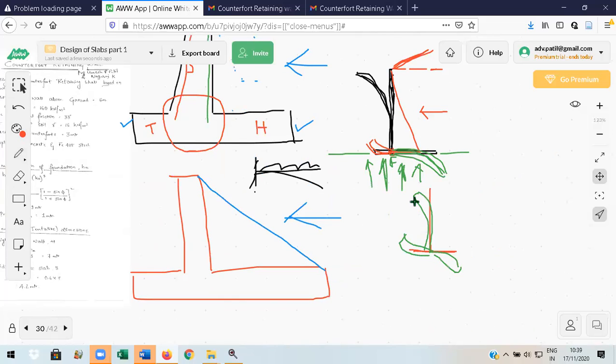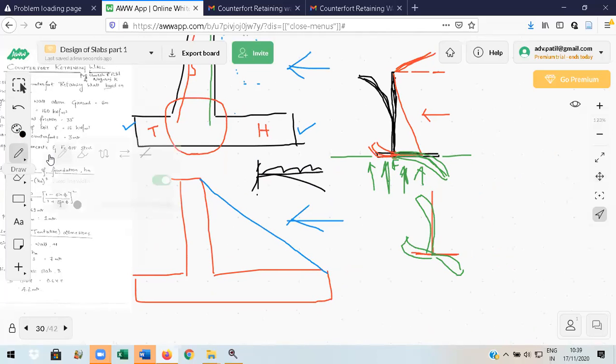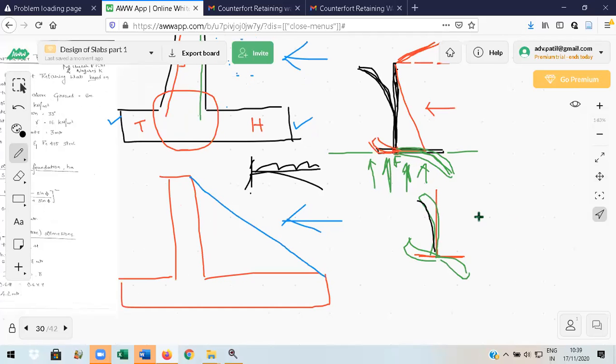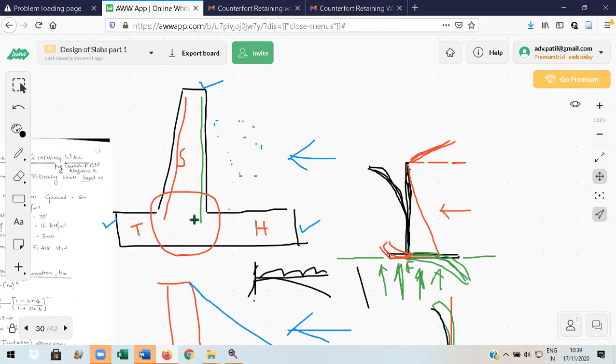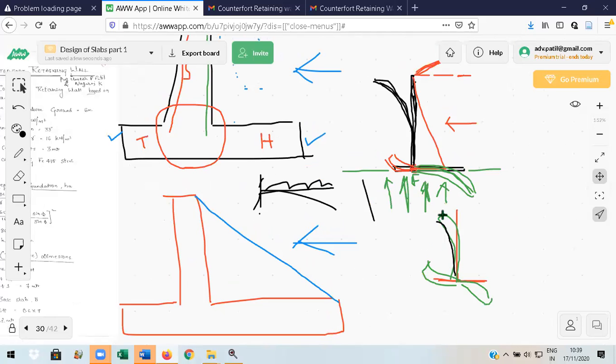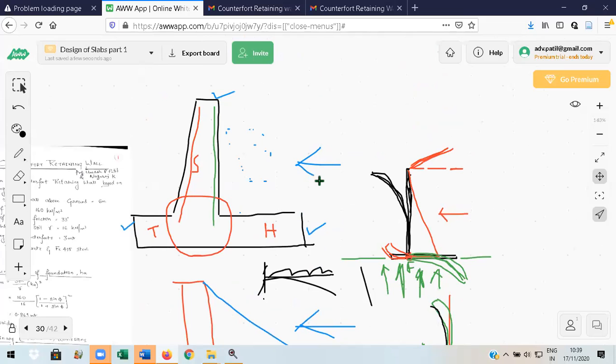You can see this layer is compressed, and this layer is elongated. It means near the backfill, I have to provide the main reinforcement. Green is main steel, because the way it bends, there is elongation in this fiber. Inside it is compression, and the outside fiber is under tension. So the tension zone is near this, so green is main steel.